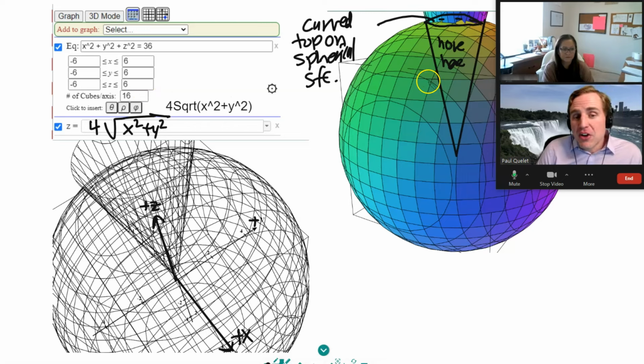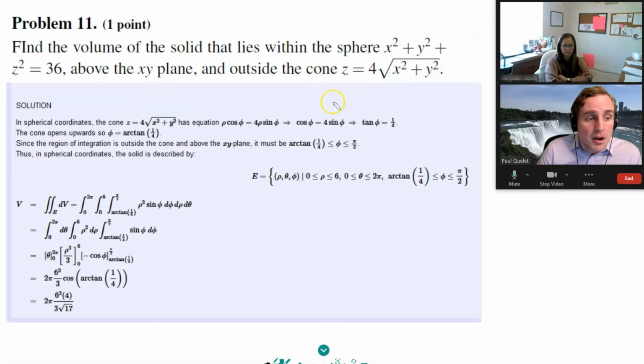Presumably, since we have a sphere and a cone, I'm thinking that spherical coordinates is going to be our friend. Definitely, because if you were to try to do this in Cartesian, it'd be lots of square roots and lots of stuff like that. Plus, given what we've got here, notice that x squared plus y squared plus z squared is rho squared equals 36 for the sphere.